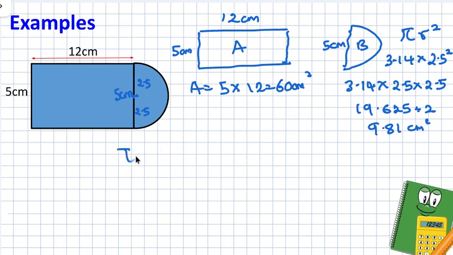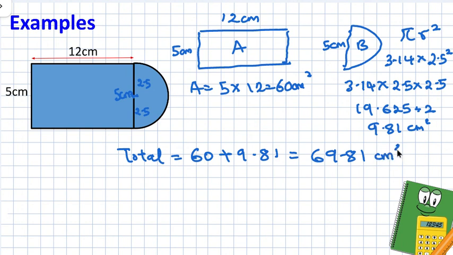So the total area is going to be 60 plus 9.81. So that will give us a total area of 69.81 centimeter squared.